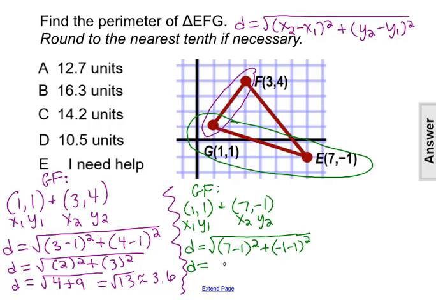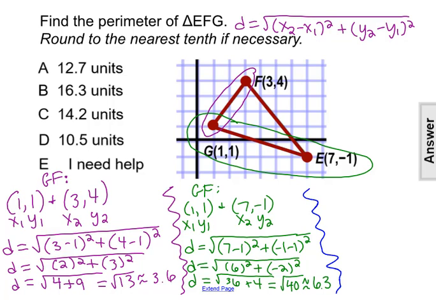So that gives us the distance equals the square root of 7 minus 1 is 6 squared, and negative 1 minus 1 is negative 2 squared. So that gives us the square root of 36 plus 4, for 6 squared and negative 2 squared, which is the square root of 40, which is approximately, if we round to the nearest tenth, 6.3. So now the distance between points G and E is 6.3, so the length of that segment is 6.3 units.